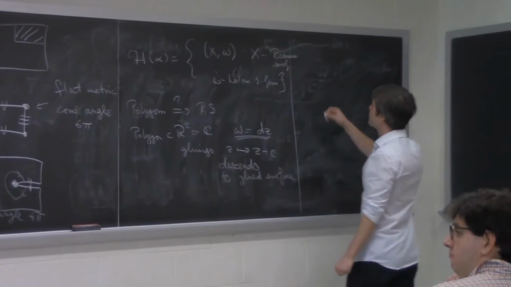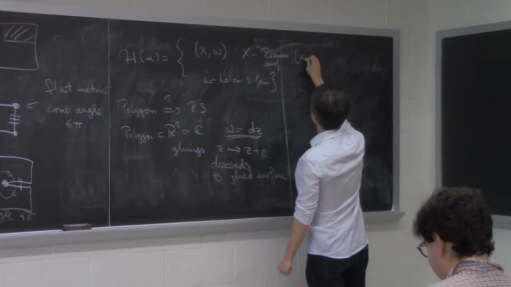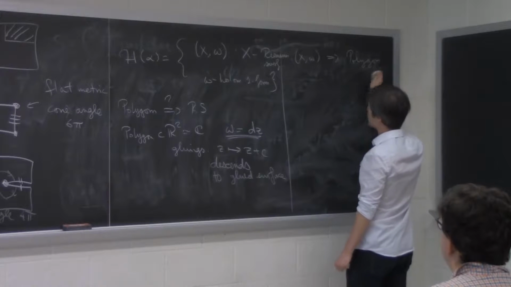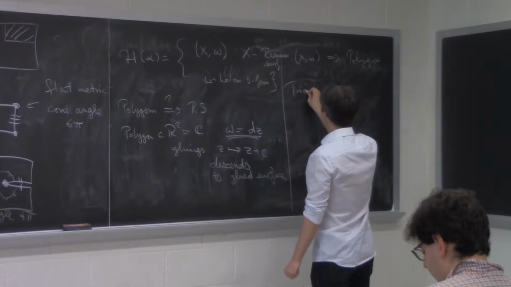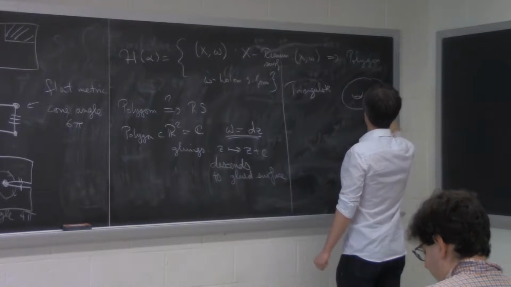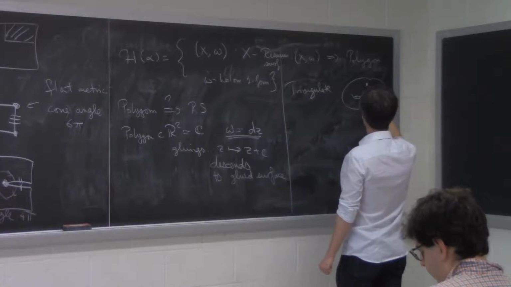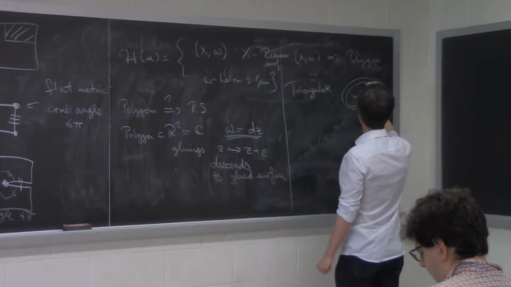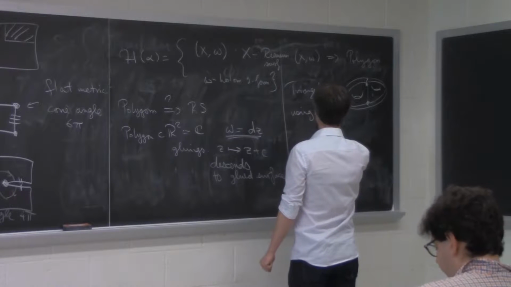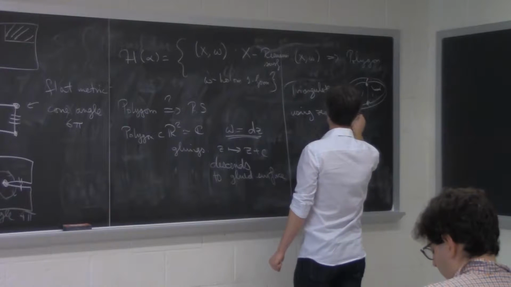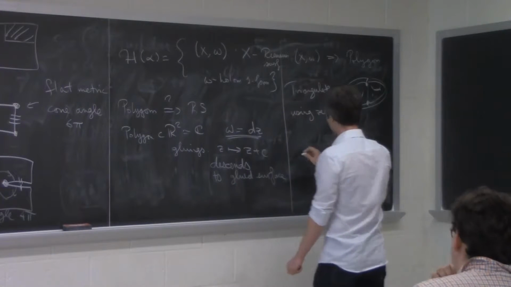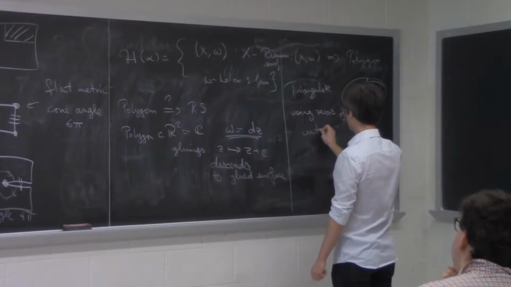So to go the other way, so to go from X, omega to the polygon, there's no canonical way, but what you can do is you can triangulate your surface using the zeros of omega, and then you just obtain polygons. So you cut it into polygons.